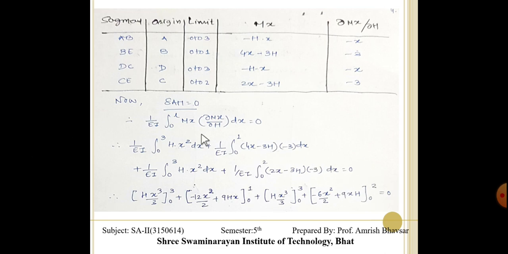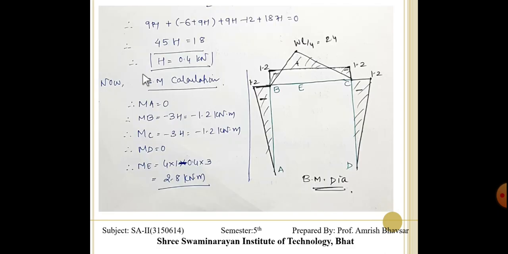Now the solution of this, put the value of x from this and we will get 9h plus in the bracket minus 6 plus 9h plus 9h minus 12 plus 18h is equal to 0. So 45h is equal to 18. So h is equal to 0.4 kilonewton that we will get from the analysis.